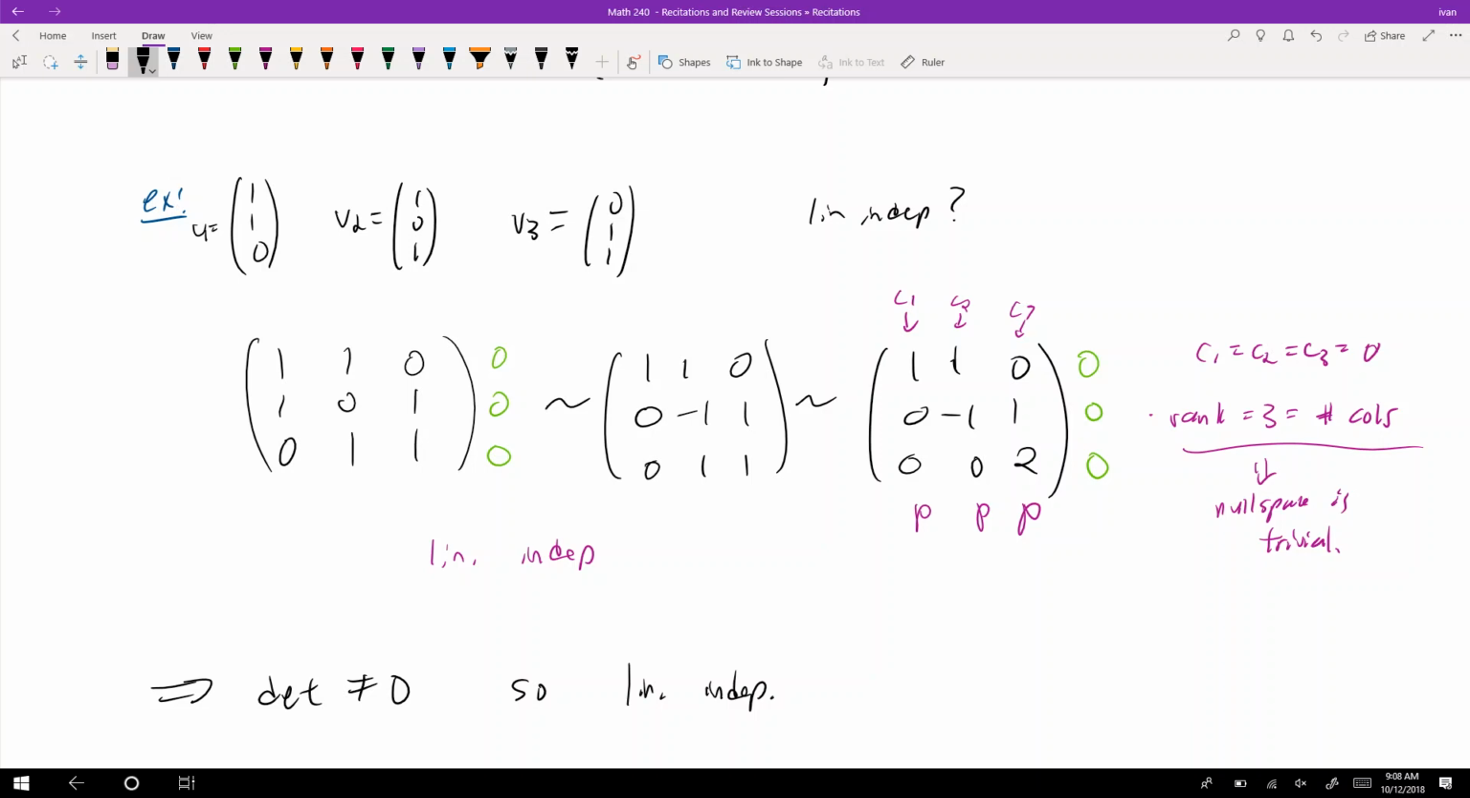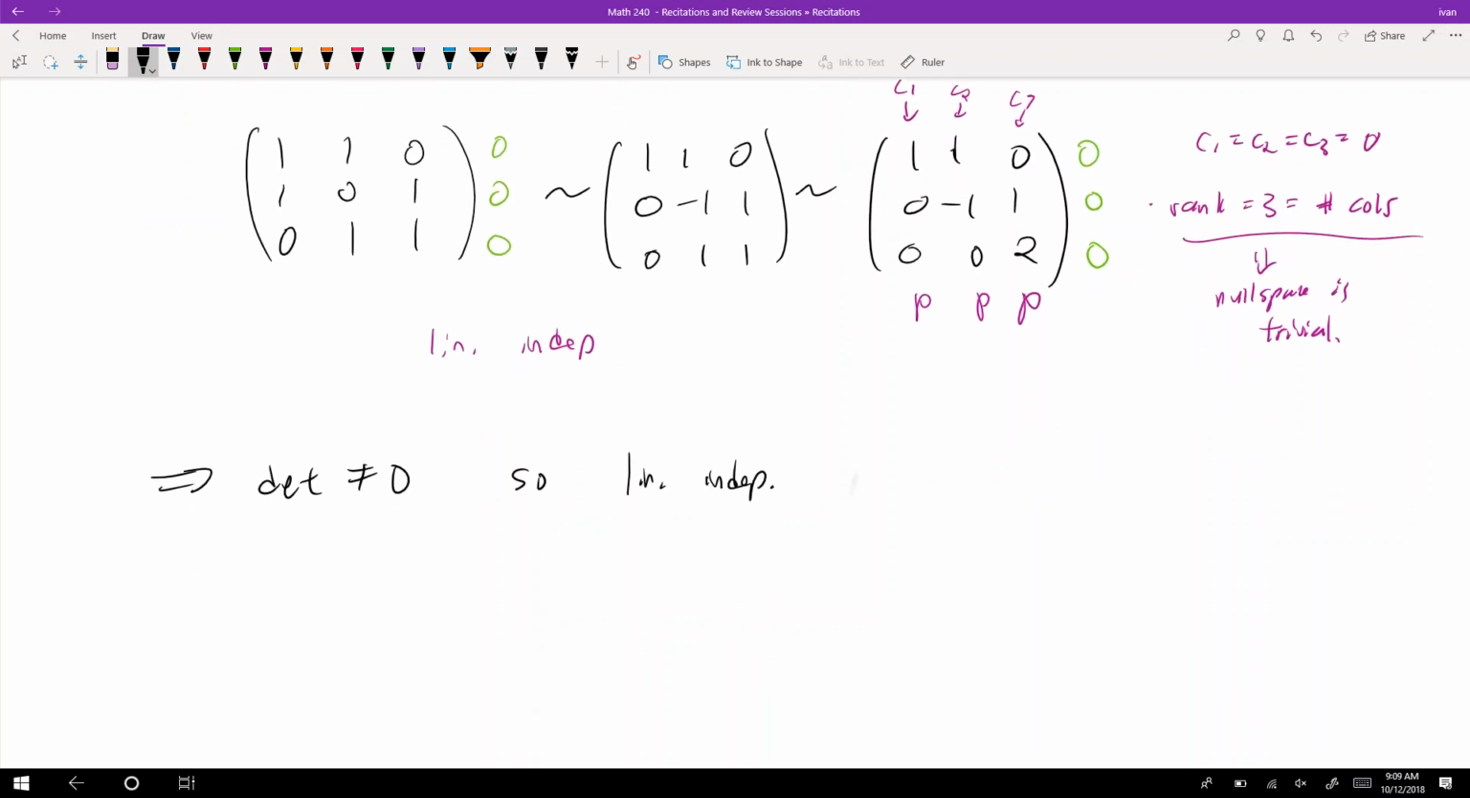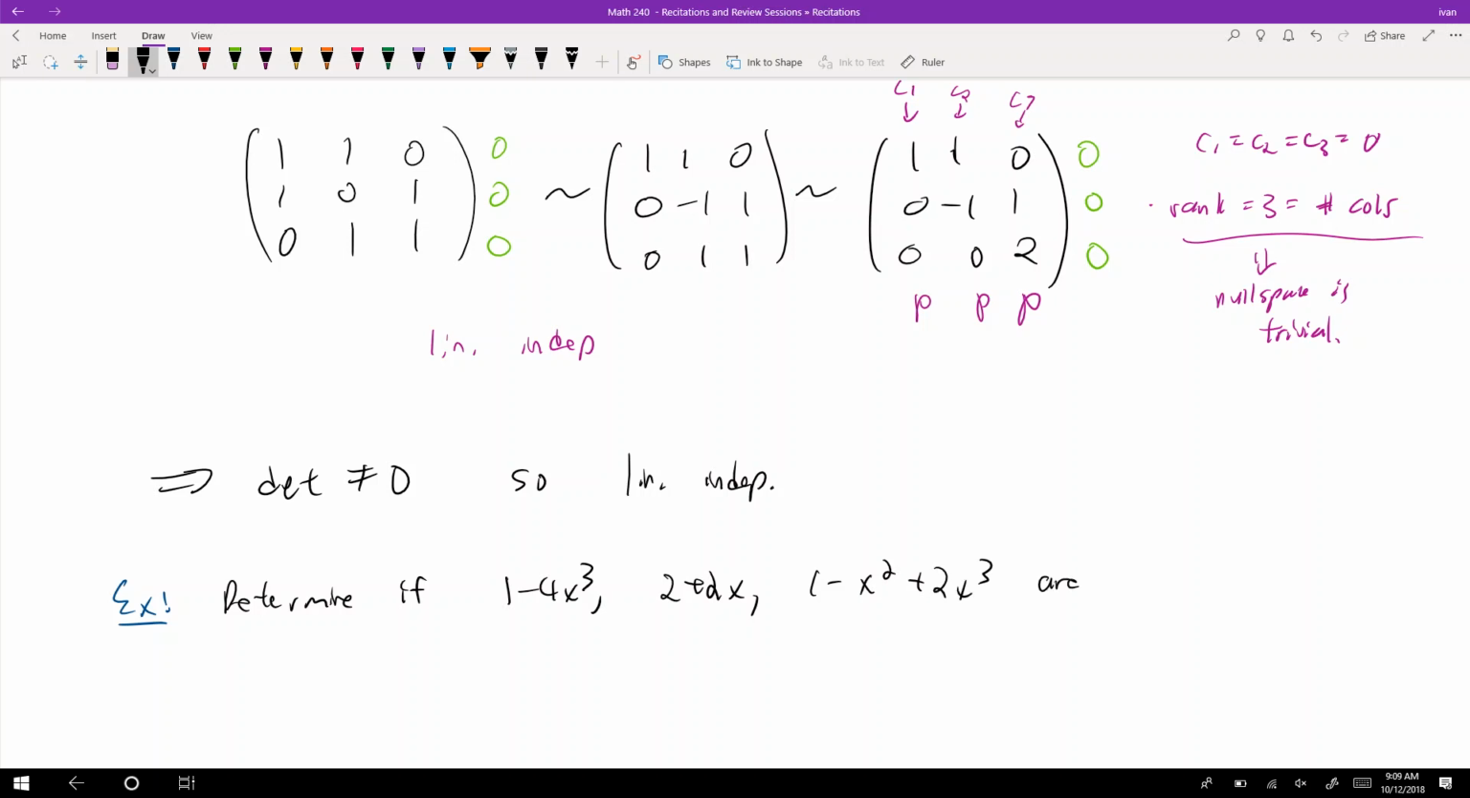All right, any questions for this? This we should all be familiar with: linear independence of tuples of vectors. So what we haven't really seen, or at least I haven't really done an example of, is what if my elements aren't tuples of vectors? So for example, determine if 1 minus 4x cubed, 2 plus 2x, and 1 minus x squared plus 2x cubed are linearly independent.